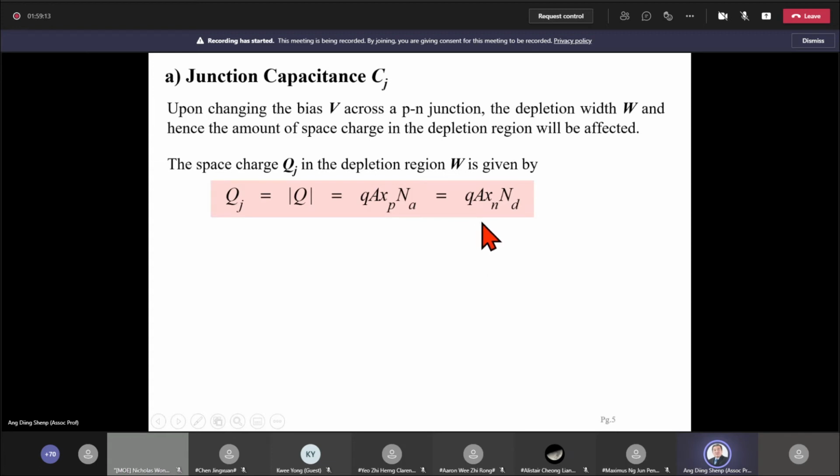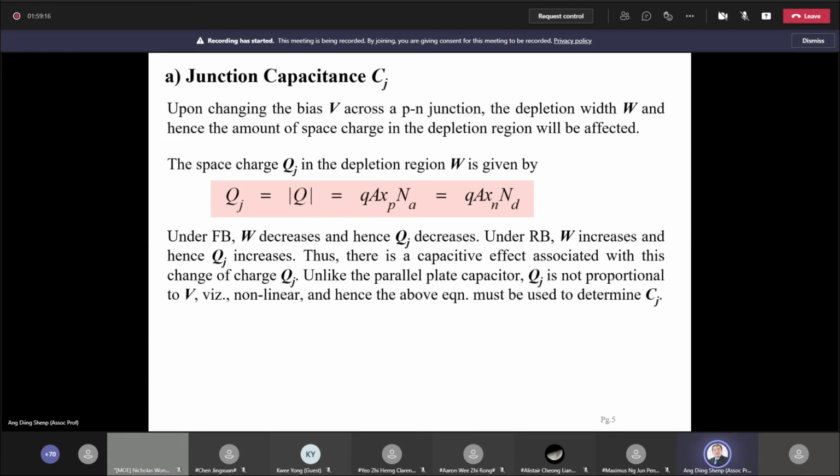Now Xp and Xn in turn can be related to the doping concentration and the voltage applied. We'll come to that shortly. So under forward bias, W decreases and Qj decreases, whereas the opposite happens under reverse bias. As a result of the change in the space charge stored at the junction in response to a change in the voltage applied across the PN junction, there is a capacitive effect. And this capacitive effect, people call it the junction capacitive effect or the junction capacitance.